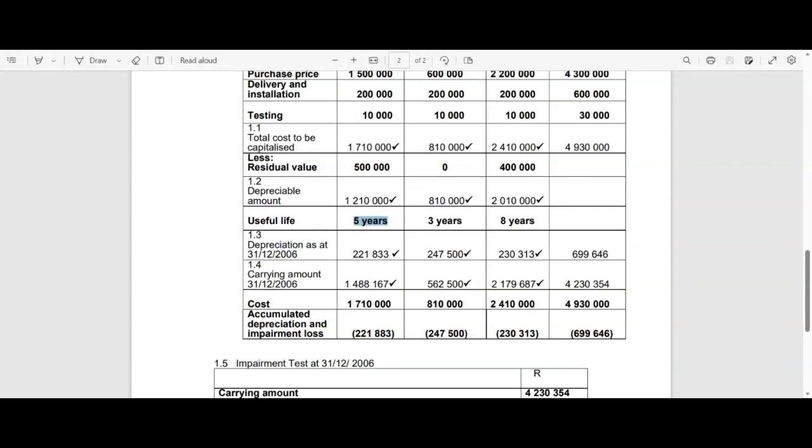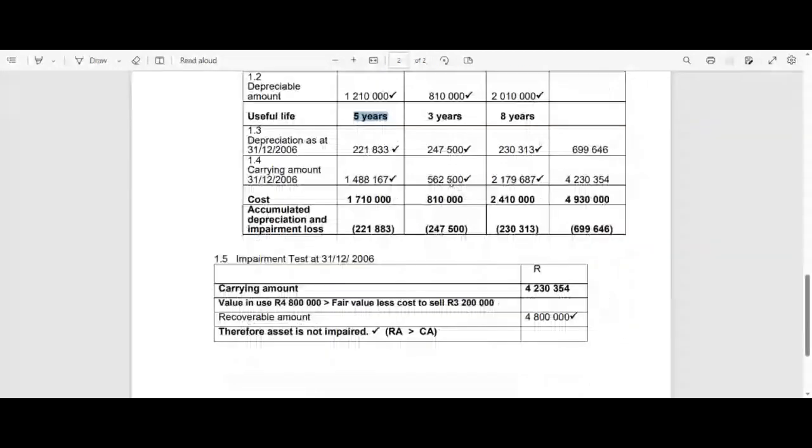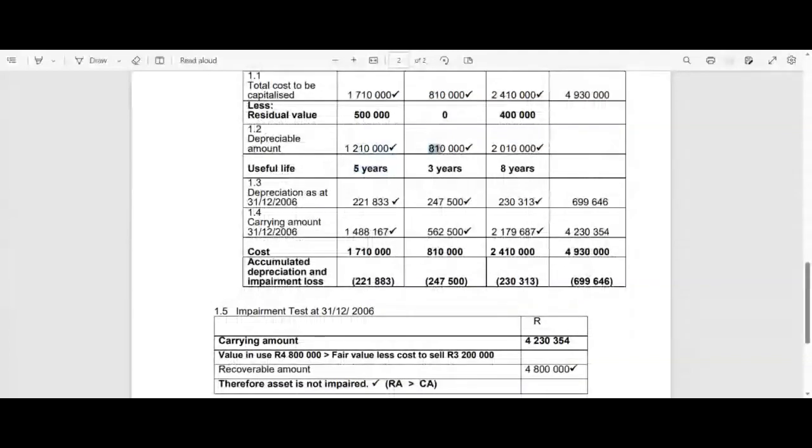That gives us 221,833 rands and 33 cents. Right, so we'll just round it off to the nearest whole figure. So that is 221,833. All happy with that? Okay, so now let's go to the next major part, the conveyor belt and fittings. We saw that the depreciable amount, let us just highlight that again, the depreciable amount is 810,000. We also saw that the expected useful lifetime is 3 years.